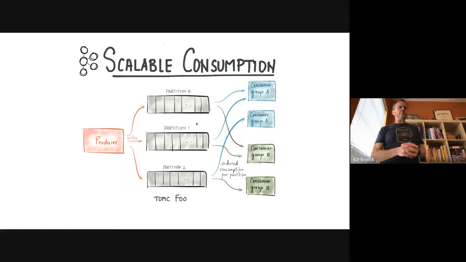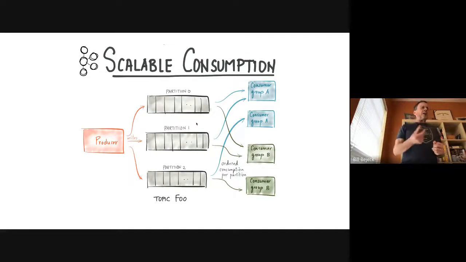And to be able to horizontally scale out, you want to parallelize these things. So you're going to have partitions. You use keys to determine which partition the record goes on, but it's the same thing. A record just gets appended to the end of the log.